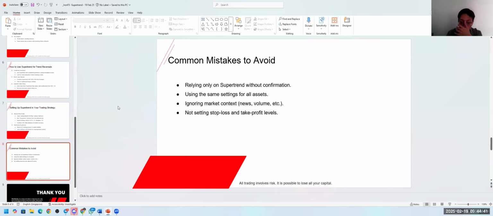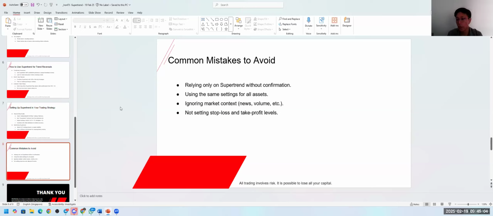It's good to use for trending markets. For example, it's good to use with BTC USD because once you catch the trend, you really ride the trend all the way. Then I would say maybe you can try it with gold. Gold is okay also, but gold right now is a bit choppy.